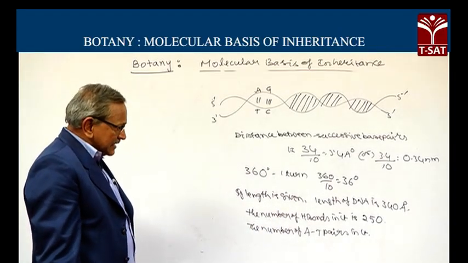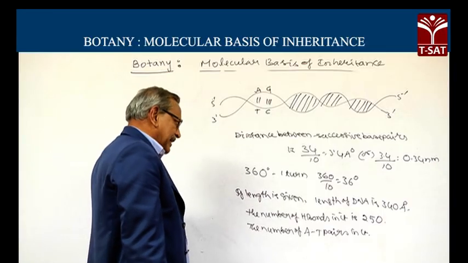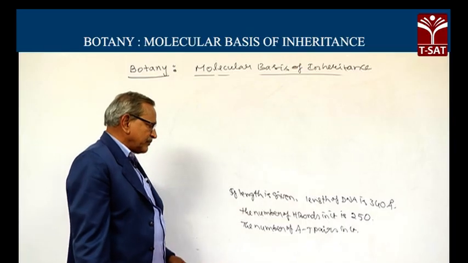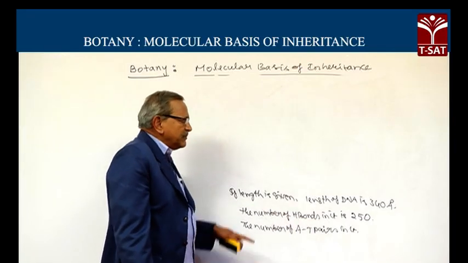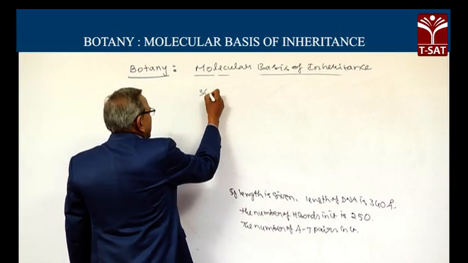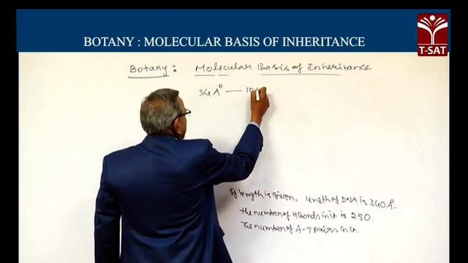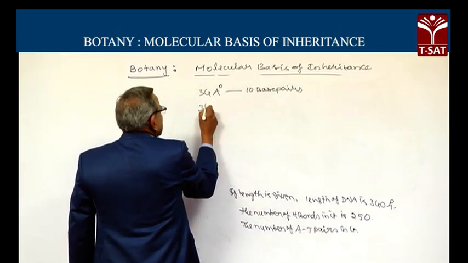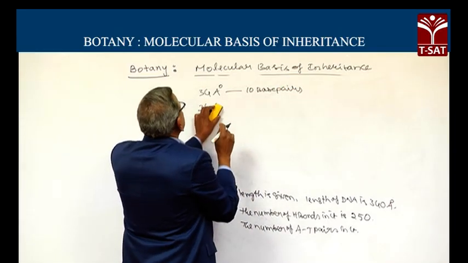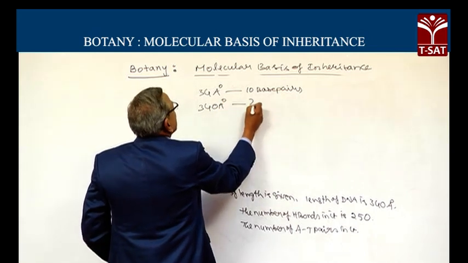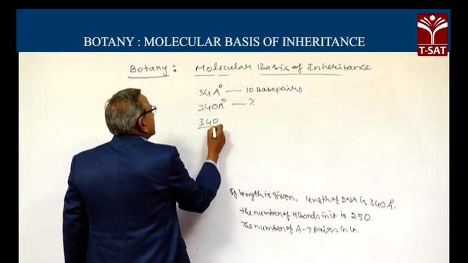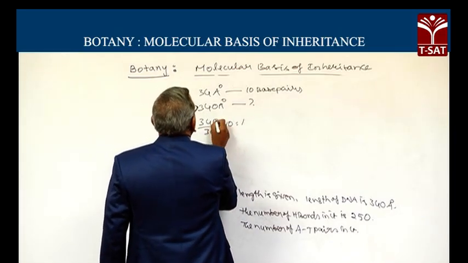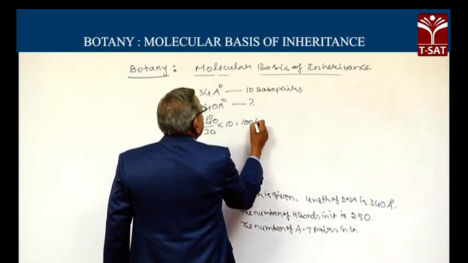The length of the DNA is given as 340. Now let us find out how many base pairs will be there. In 34 angstroms, 10 base pairs will be there. In 340 angstroms, how many? 340 by 34 into 10. So we have 100 base pairs here.